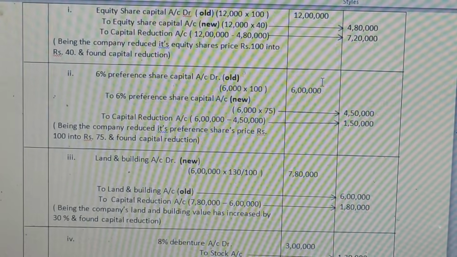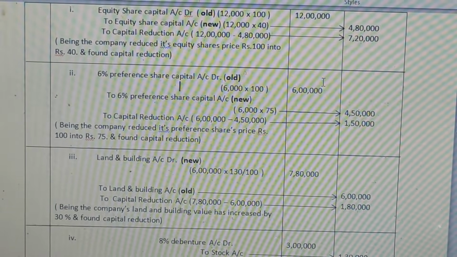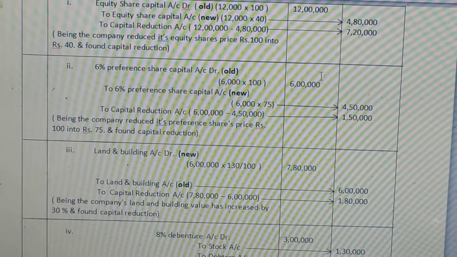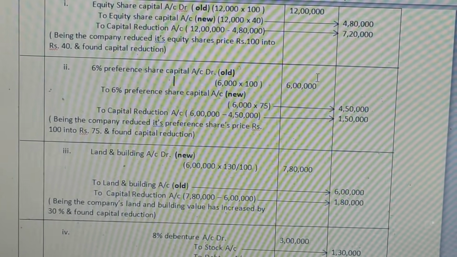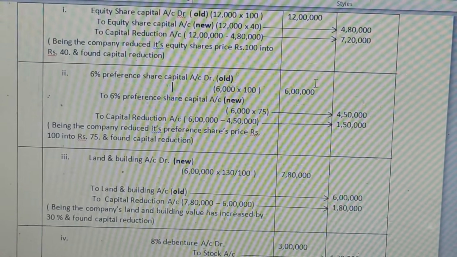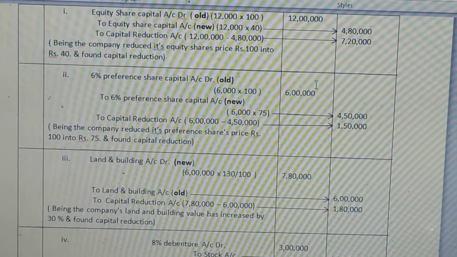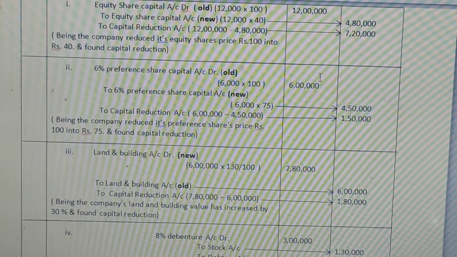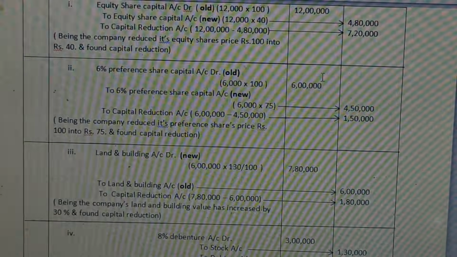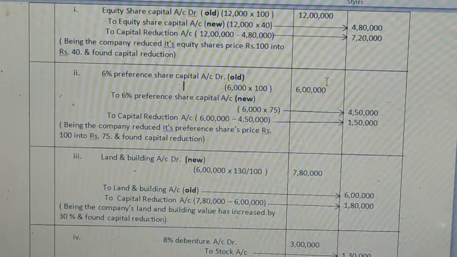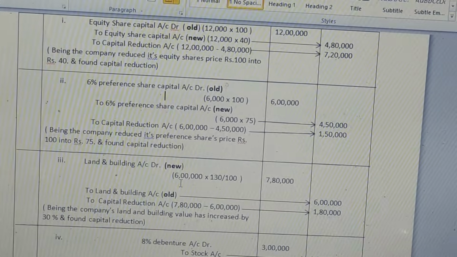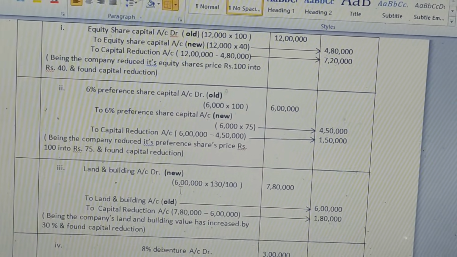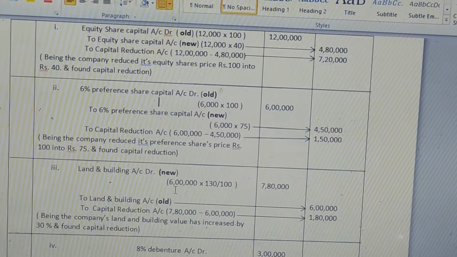Then the 6% preference share capital account new. There is no change in the number of preference share capital, but the price will be changed from 100 to 75. So the value of new preference share capital is 4,50,000. It means 6,000 multiplied with 75. And the difference value is in the credit side, 1,50,000. That is called the capital reduction account. It means 6 lakhs minus 4,50,000, we get 1,50,000 as the difference value, and that is in the credit side.